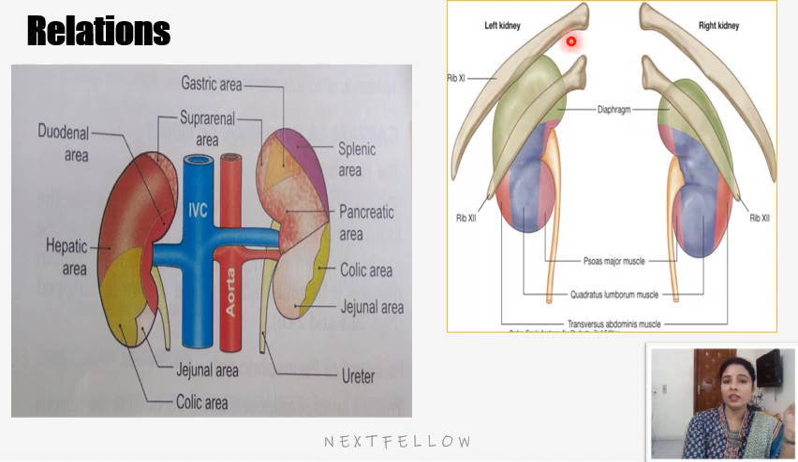right and left side, and on both sides it is related to the iliohypogastric nerve and ilioinguinal nerve. And the right kidney is related to the 12th rib alone, while the left kidney is related to both the 11th and 12th ribs. So these are the posterior relations of the right and left kidney.